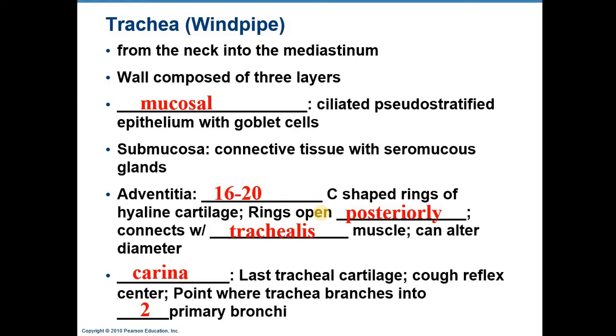And they're made of hyaline cartilage. And they open posteriorly, or in other words, towards the back. And they connect with the trachealis muscle. And that helps to alter the diameter as air is moving through the trachea. The carina is the last point of the trachea before it splits into the bronchi, and your cough reflex center is located there. And then from there, it branches into your 2 primary bronchi. It goes to the right and left towards your right and left lungs.